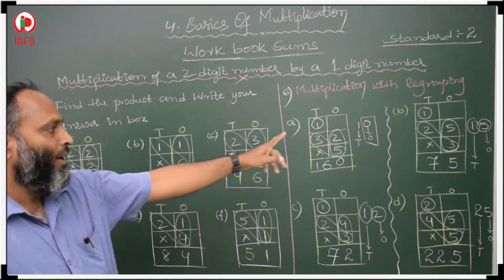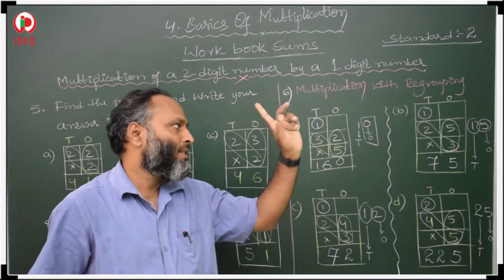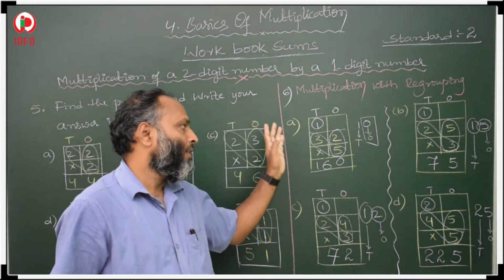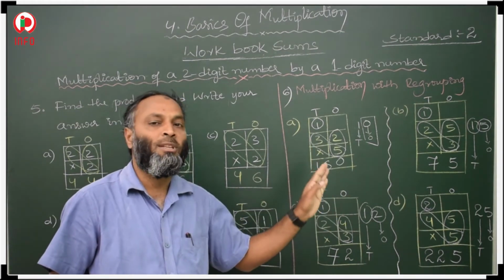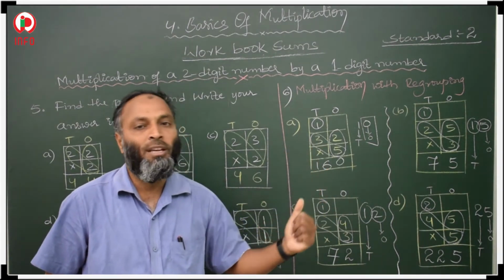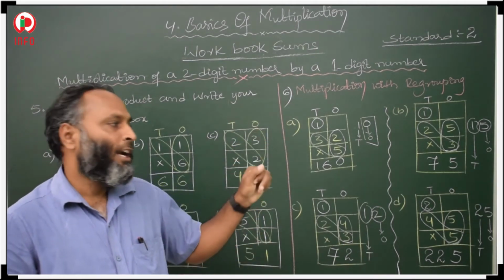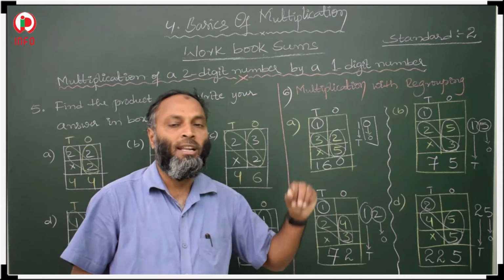But in regrouping, we have to check what number is in the ones place and what number is in the tens place. According to that, we take the tens place value and ones place value. Again, we multiply with the tens place value. Whatever previous tens values there are, we add them and write the final answer, that is the final product.